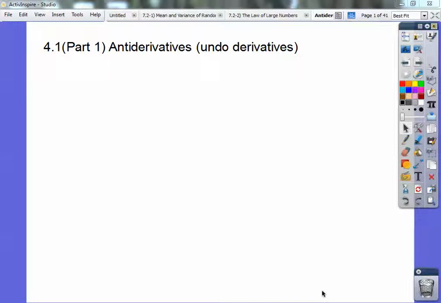Hey folks, this calculus lesson is called Antiderivatives, and this is the algebra part. The next lesson will be the trig part. Antiderivatives is just undoing derivatives. Remember when you take a derivative, you subtract the exponent? Well, to undo it, you add the exponent, except you have to do a little bit more to that.